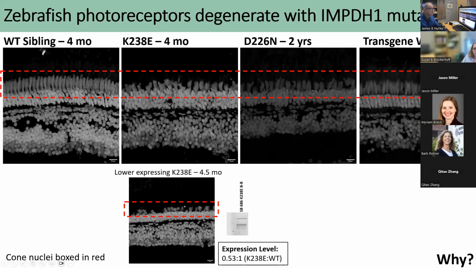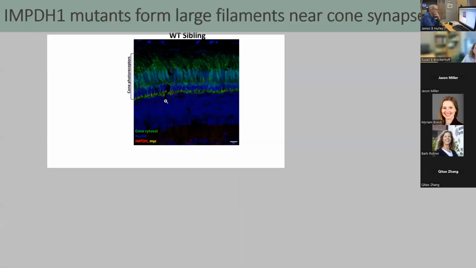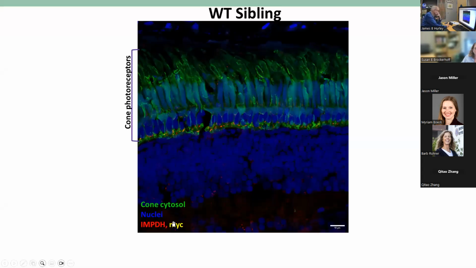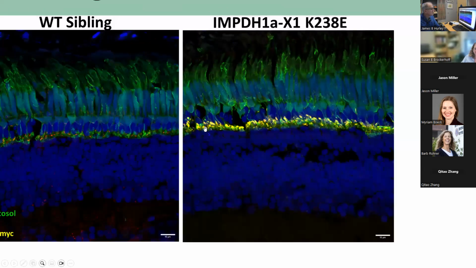And so our big question here is, why are these degenerating? The first thing that we looked at was the filaments themselves. This is a wild type zebrafish. There's no mutant or transgenic IMPDH, so there's no mixed signal here. It's just endogenous IMPDH in red, and the cones are in green. So you can see, again, there's some by the synapses and throughout the cell body. When we looked at K238D, we're starting to see what appear to be massive IMPDH filaments in the synapse, and not so much IMPDH filaments in the cell body by the mitochondria, etc.